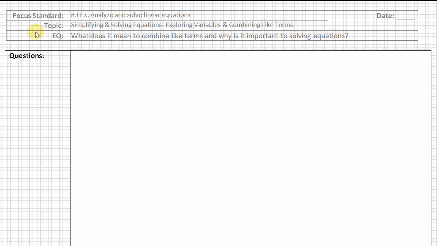Please take a moment to copy down the header, pausing the video if you need to. Be sure to copy down today's date, set up your notes with your question column and your note column, and resume the video when you're ready to begin.